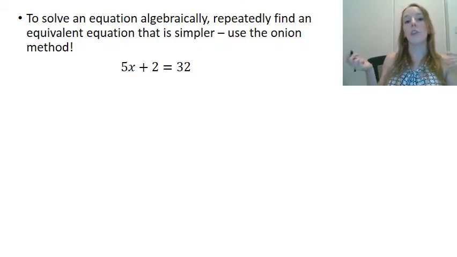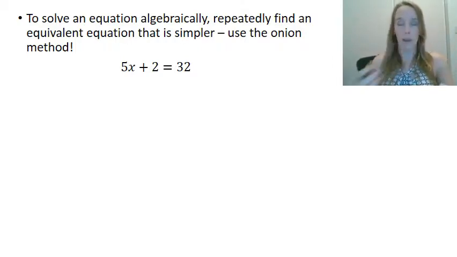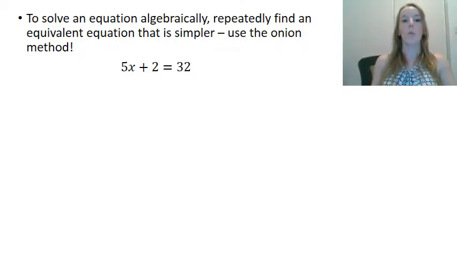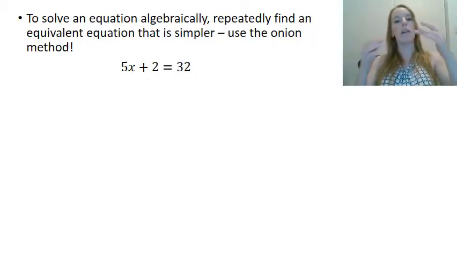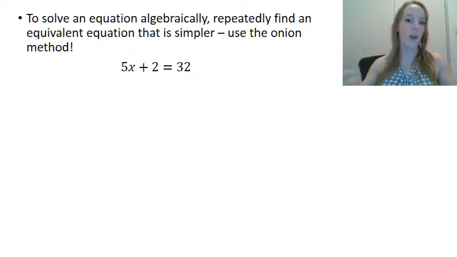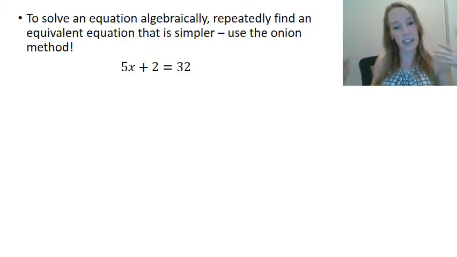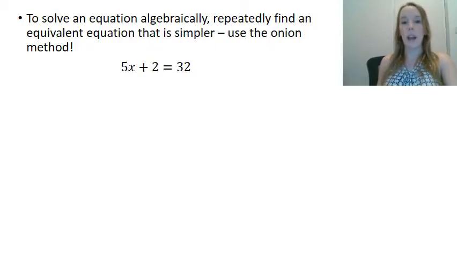Okay, so we use this to actually solve algebraic equations. What we have to do is repeatedly find equivalent equations that are simpler and simpler until we're left with just the unknown. So for instance, 5x plus 2 equals 32. We can use equivalent equations to work our way down, getting simpler and simpler equations till we find out exactly what x equals. And the way we do this is to use the onion method.